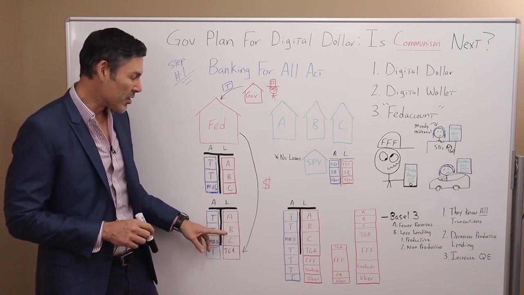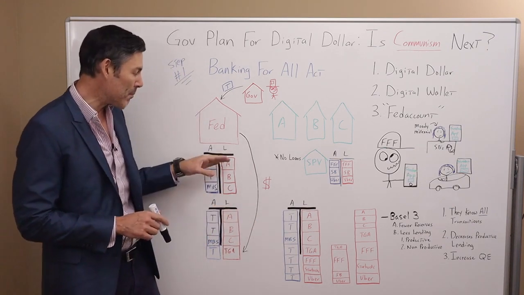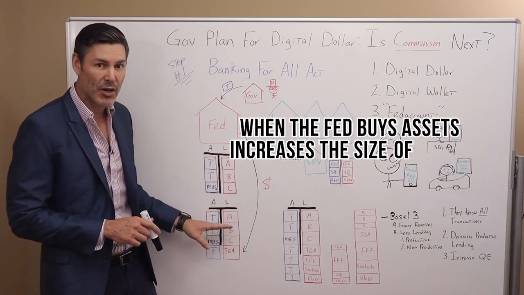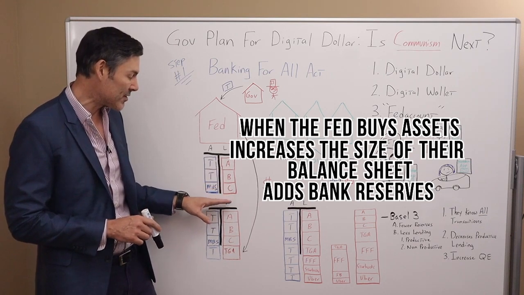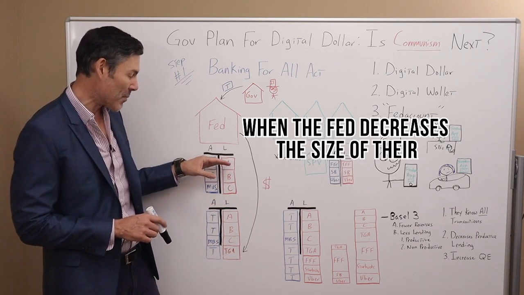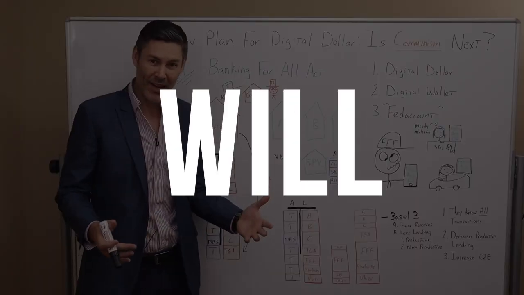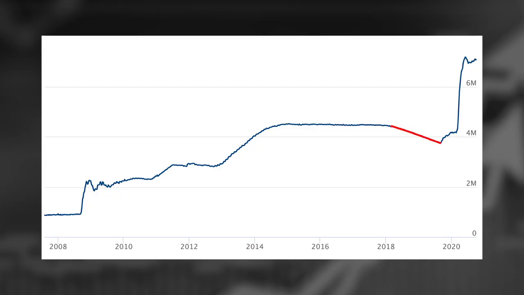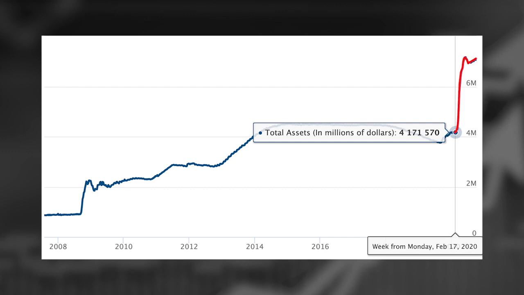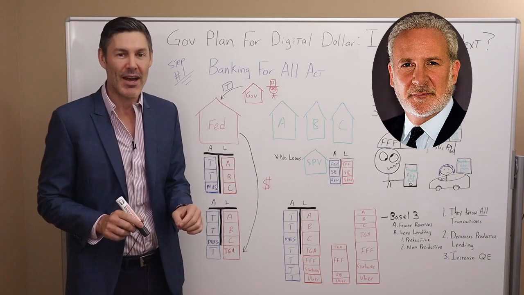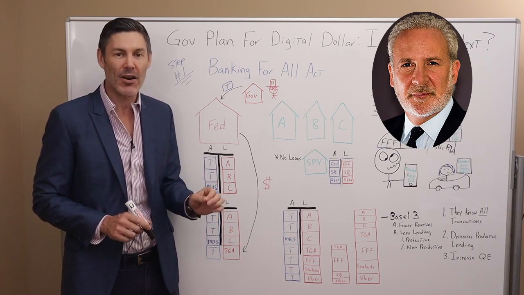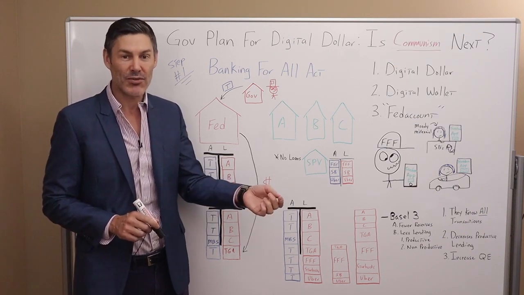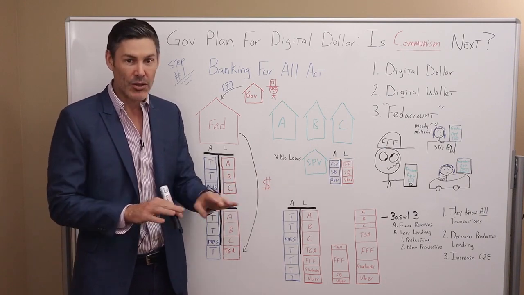So just in summary, what happens when the Fed buys assets, it increases the size of their balance sheet, it adds bank reserves to the system, and when they decrease the size of their balance sheet, which of course they never will because they can't. We saw what happened when they tried in 2019. The whole house of cards almost came collapsing down. So they had to quickly take their balance sheet from 4 trillion right back up to 7 trillion. It's just like Peter Schiff says, the Fed's balance sheet is the monetary Roach Motel. Once you go in, you can never leave.